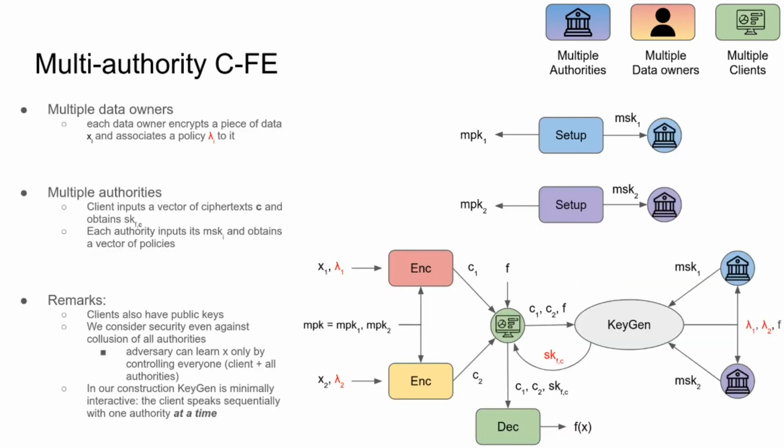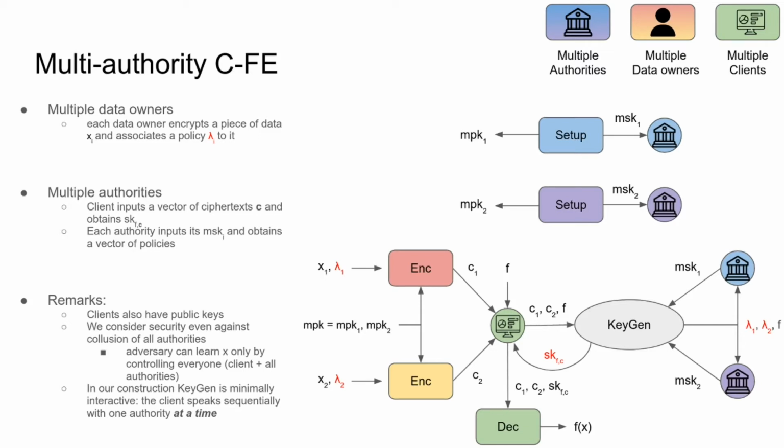The following diagram provides an overview of our model. There are multiple authorities, and each goes through a setup algorithm to define public and private keys. Also, clients have their own client setup algorithm used to define their own public keys. This is not shown in the slide to keep it simple.